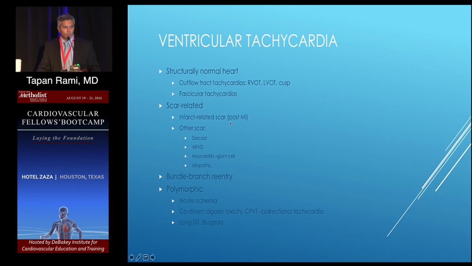Scar-related tachycardias, we're all familiar with that, post-MI. You have other sources of scar as well, ARVD, ARVC, sarcoid. Bundle branch oriented ventricular tachycardias. Usually patients will have some underlying structural heart disease. There are cases where they may not have any depressed EF and still have this, but they usually have some significant underlying electrical conduction disease. So this is where the tachycardia results in the signal going down the right bundle, coming up the left bundle, or vice versa. These are very amenable to ablation. And then, of course, polymorphic ventricular tachycardia, which could be due to long QT, acute ischemia, a variety of other syndromes.